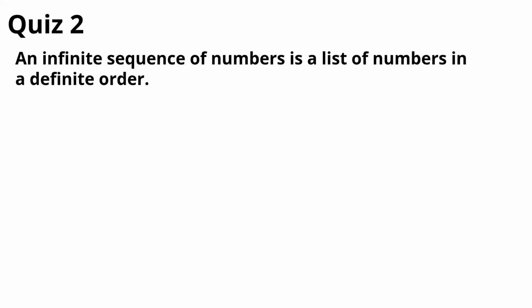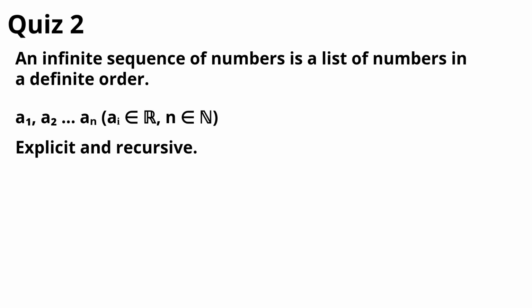On to sequences. An infinite sequence of numbers is a list of numbers in a definite order. So the first term would be a1, the second term being a2, and this would continue all the way up to an, where each a is an element of the reals and n is an element of the naturals. There are two kinds of sequences, explicit and recursive.